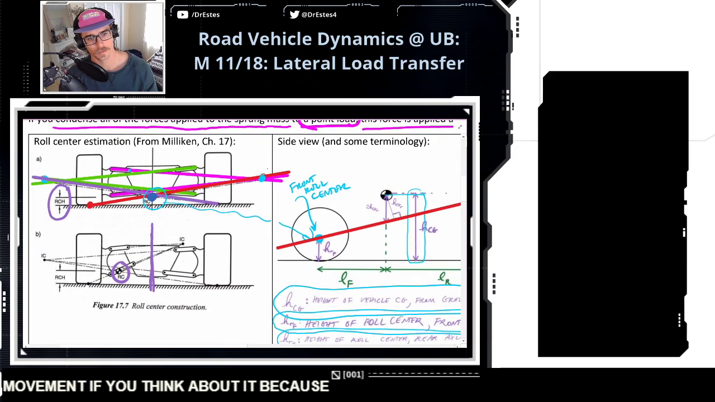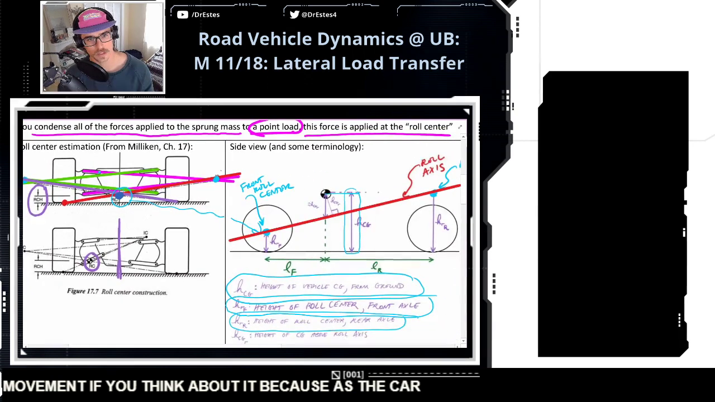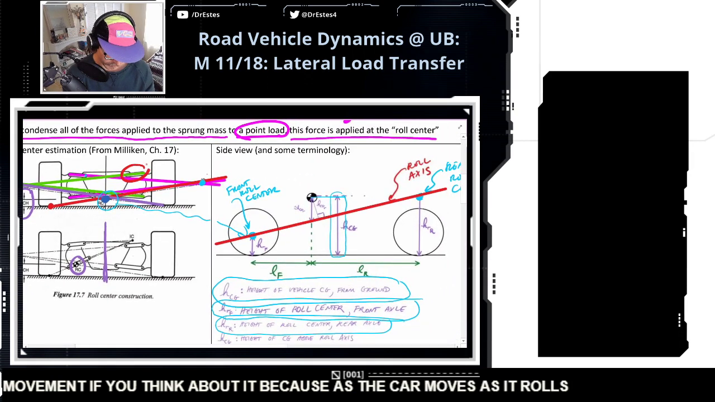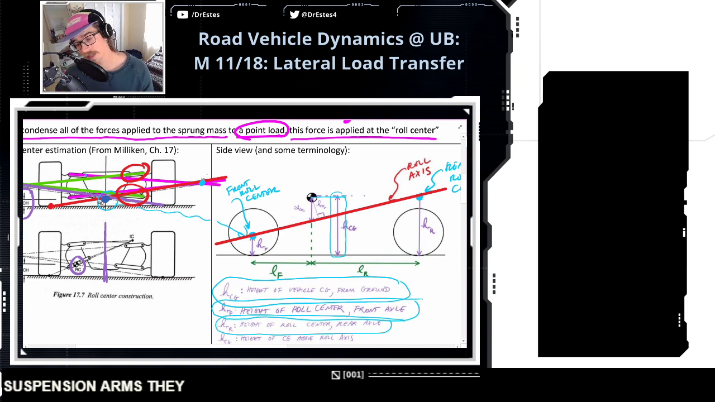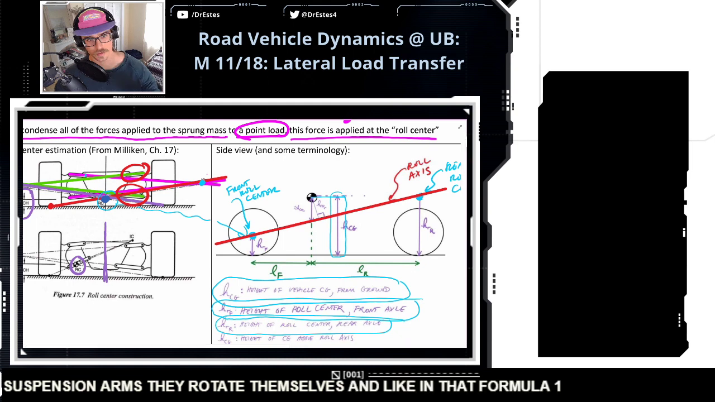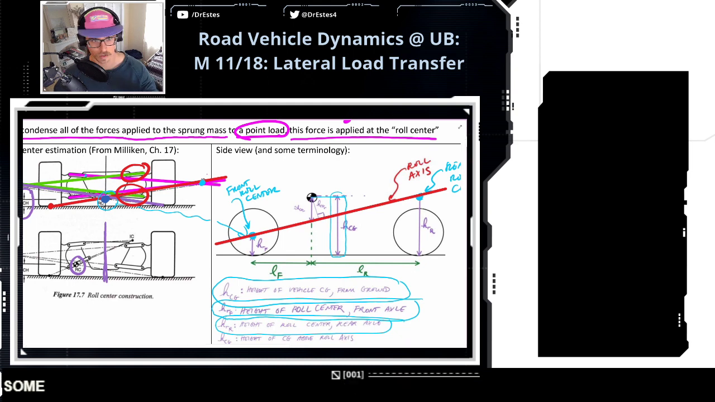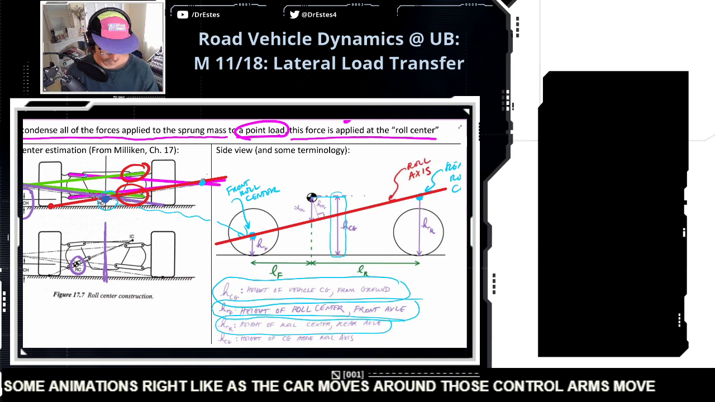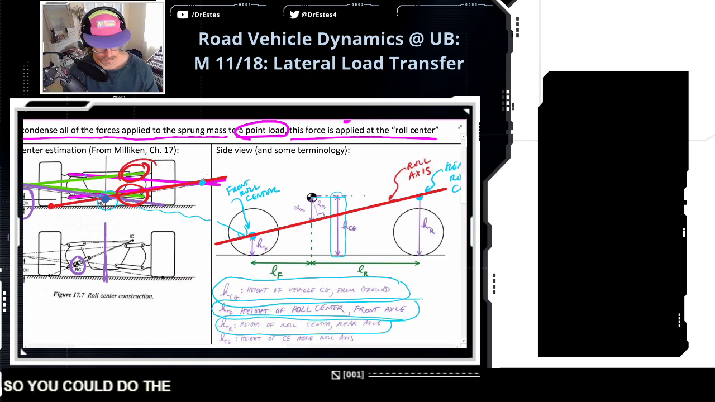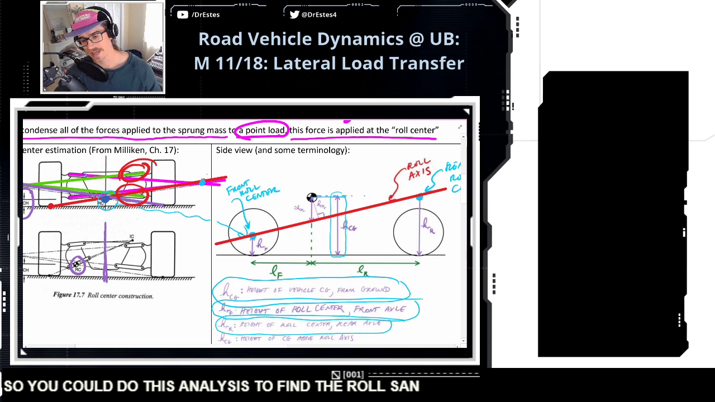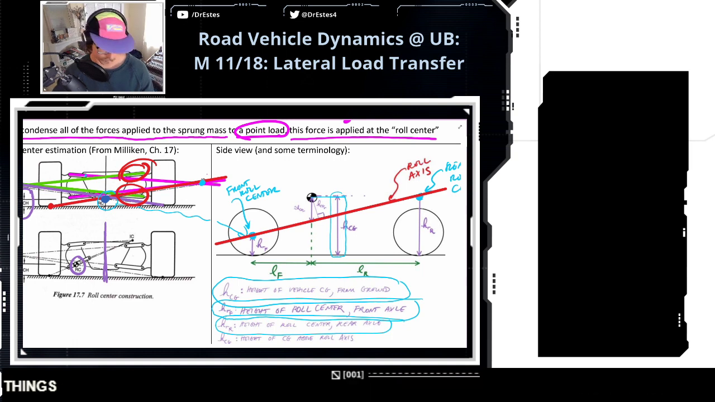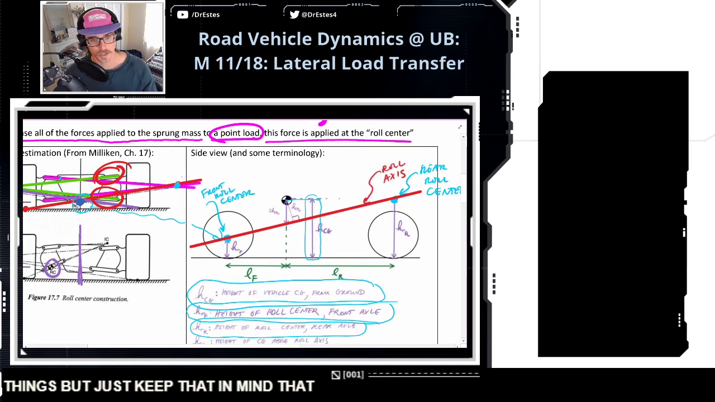Because as a car moves, as it rolls, these suspension arms rotate themselves. And like in that Formula One video, they do some animations, right? As the car moves around, those control arms move. And so you could do this analysis to find the roll center at any moment in time, and you're going to find that the roll axis actually changes. Now, for the analysis in this class, we're going to assume that the roll axis just remains the same to simplify things. But just keep in mind that the roll axis could always be changing.